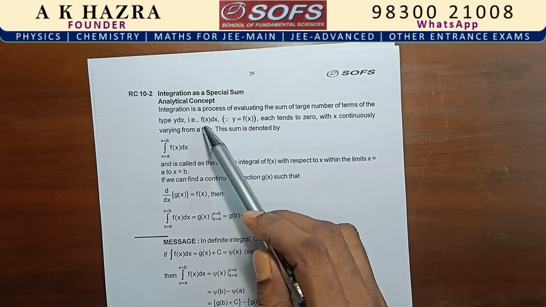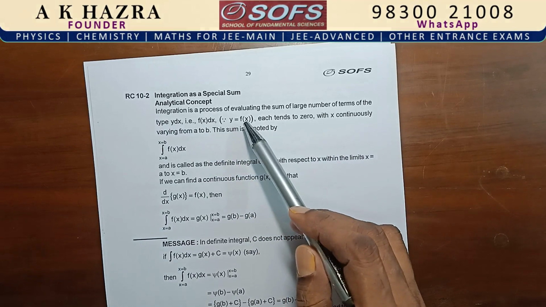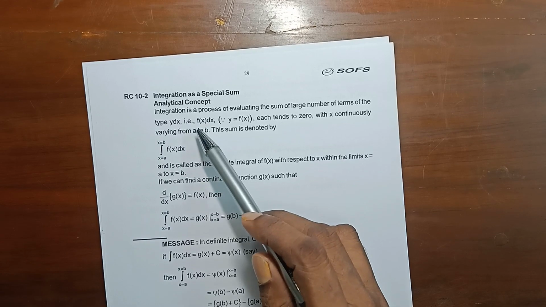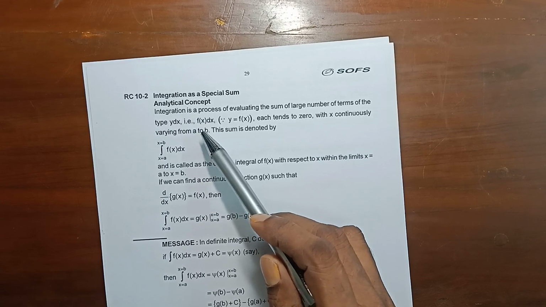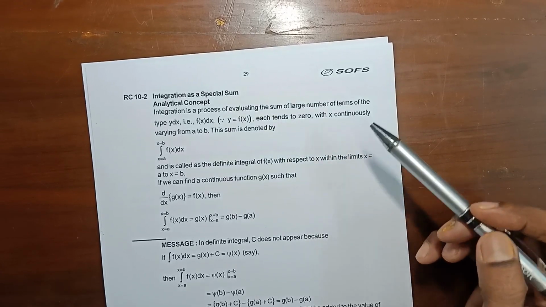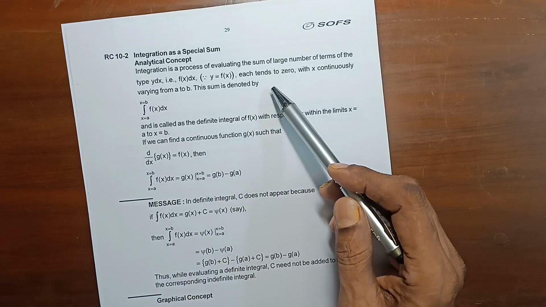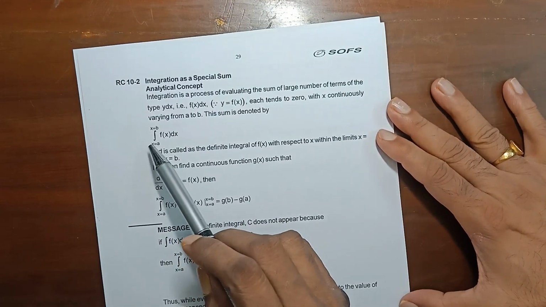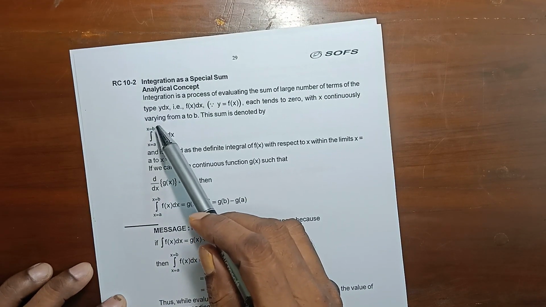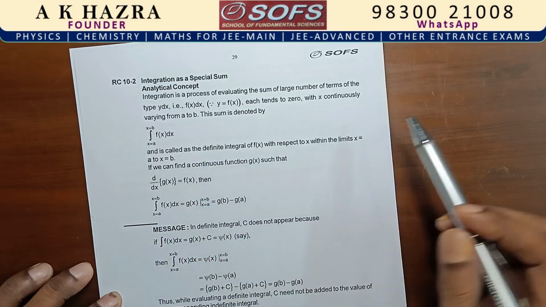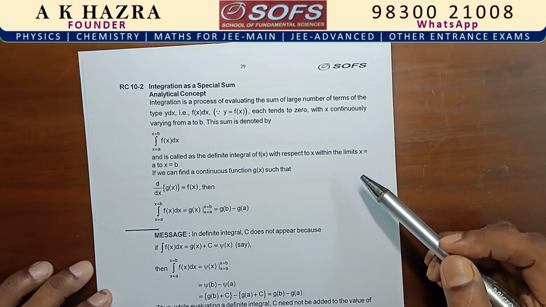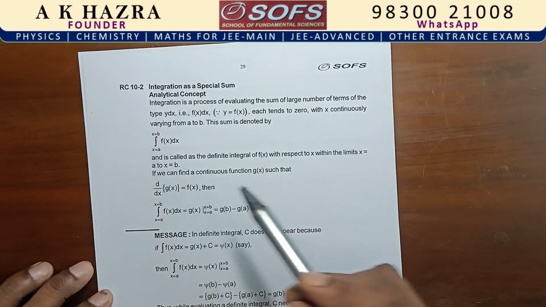You see integration is a process of evaluating the sum of large number of terms of the type y dx, that is f(x) dx. If you choose y is equal to f(x), so y dx equals to f(x) dx. Obviously dx tends to 0 means what? f(x) dx also tends to 0, and x will continuously vary from a to b. This sum can be denoted by integration f(x) dx, lower limit x equals to a to upper limit x equals to b, and that is called definite integral of f(x) with respect to x within the limits x equals to a to x equals to b.